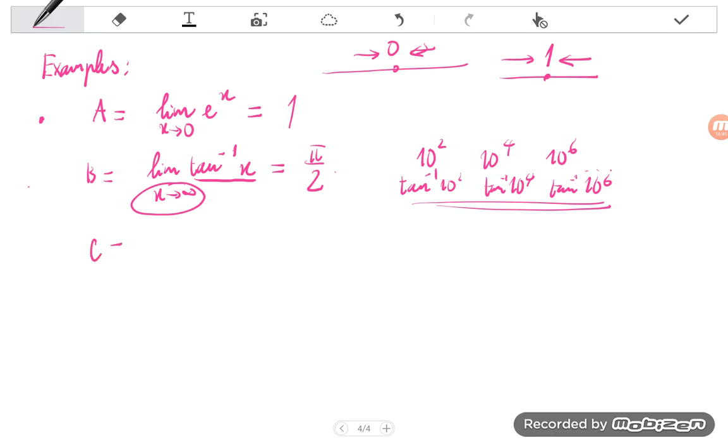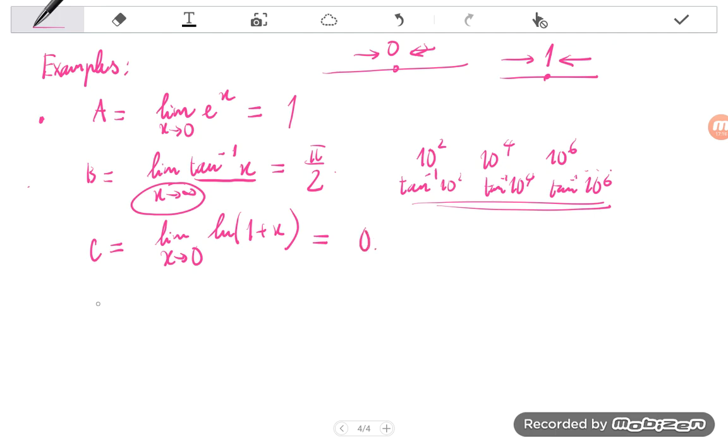And in part C, we want to calculate the limit of the function log of 1 plus x when x tends to 0, and you can see that when x gets closer and closer to 0, the value of log of 1 plus x will get closer and closer to 0.